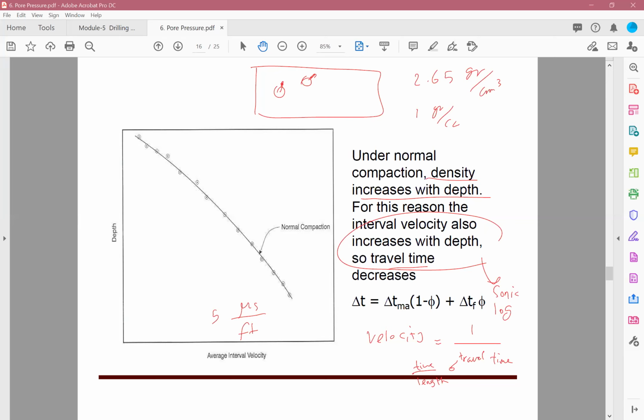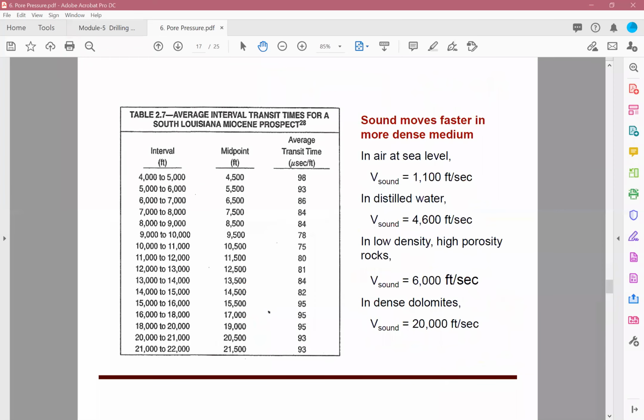Anyway, if you have a more dense formation, then the velocity increases, and that means that the travel time drops, right? So you can see that as depth increases, based on this picture, average interval velocity also increases. Normal compaction, right? Now, if you go to a formation that doesn't have a normal compaction, meaning it's an abnormally pressured formation, then this trend would change, which we will see later on.